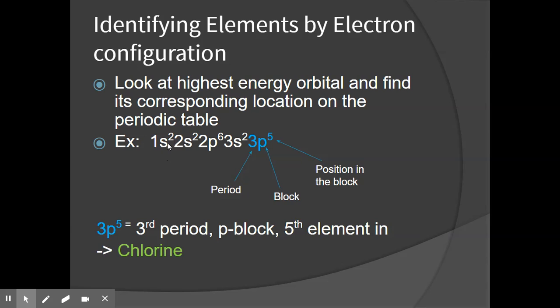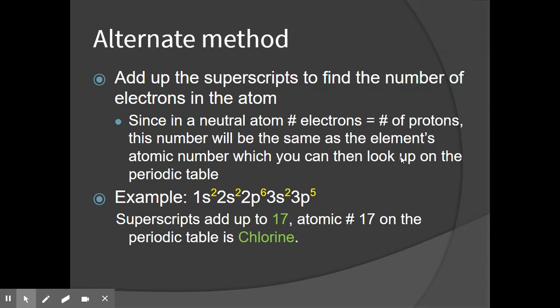Alternately, you could just add up the superscripts for all of the configuration, and that will match the atomic number of the element. So this is an example of doing that, using the same configuration. And again, this is for neutral atoms, so it has to be specified that it is a neutral atom. If they don't specify otherwise, you assume that it's a neutral atom.